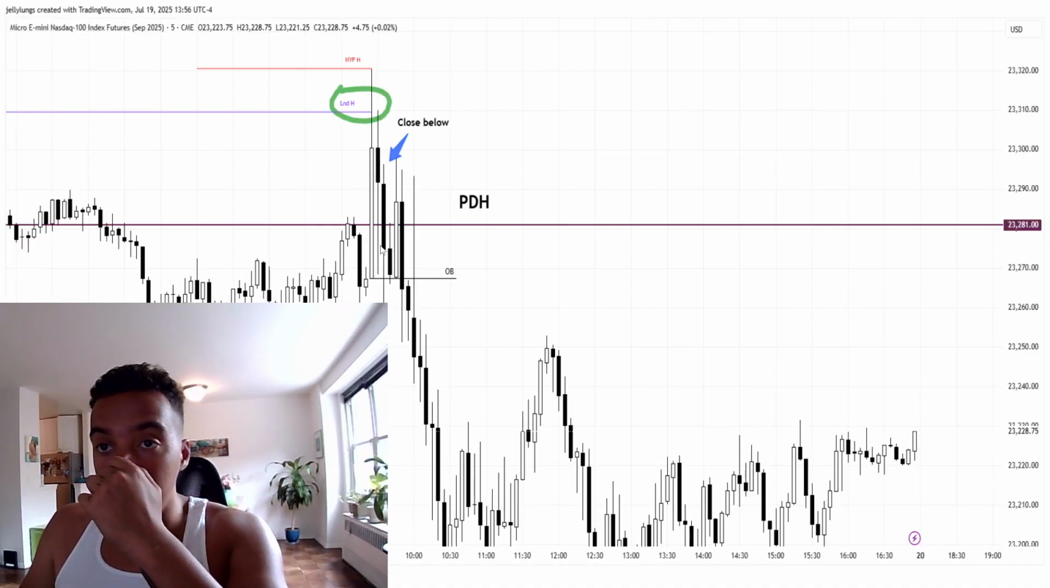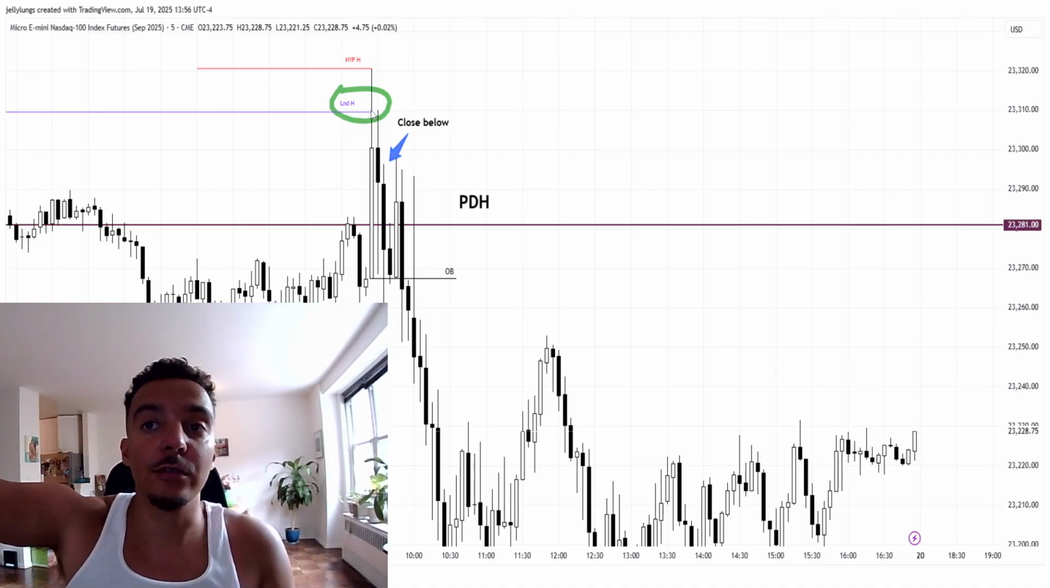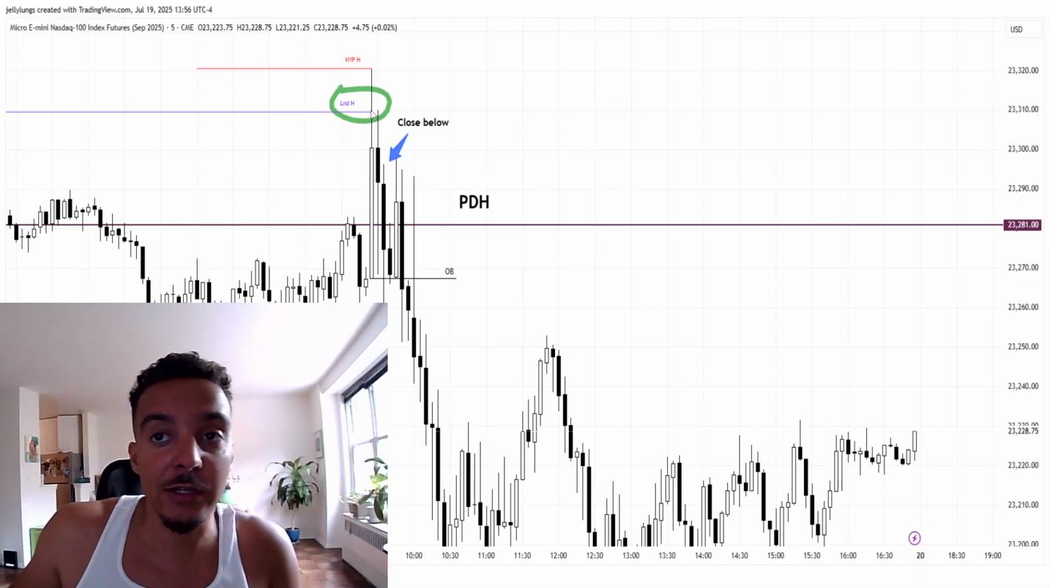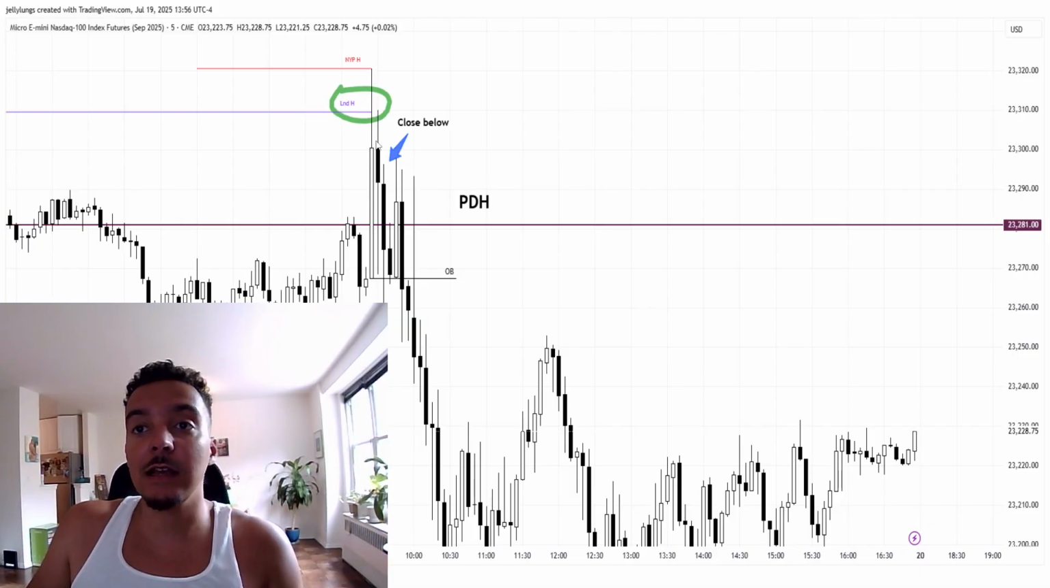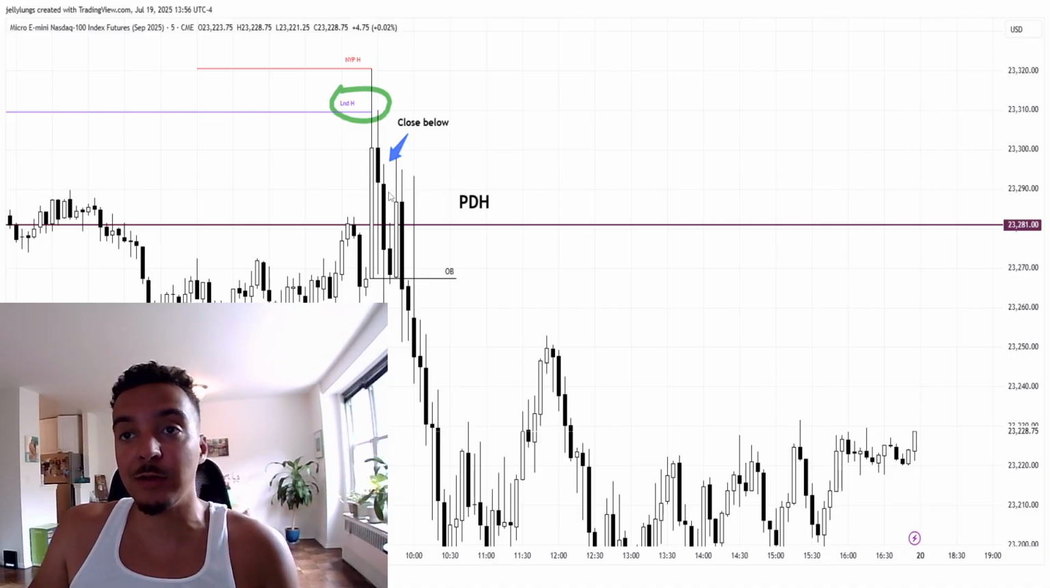We closed below that. We didn't even have to go above it. So I got a turtle soup entry because we wicked it and then we started coming down right here. I was basically short right over here. Turtle soup. Didn't have to wait for an order block confirmation. That's my turtle soup entry.